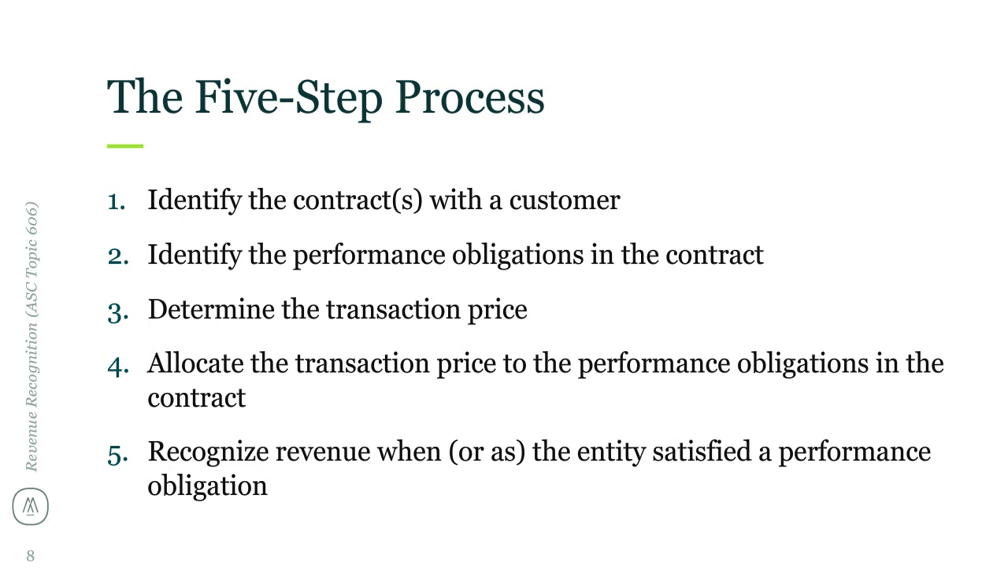So now you've gotten through the first 3 steps, and you're at step 4, which is allocating the transaction price to the performance obligations. This step is going to be very straightforward if there's only one performance obligation. If there are multiple performance obligations, it'll get a little trickier, and you're going to allocate the price to each performance obligation based on relative standalone selling price. We're going to cover this a little bit later as well.